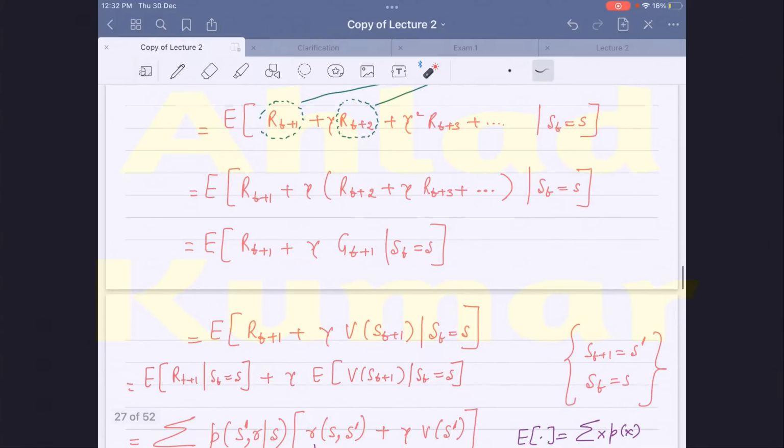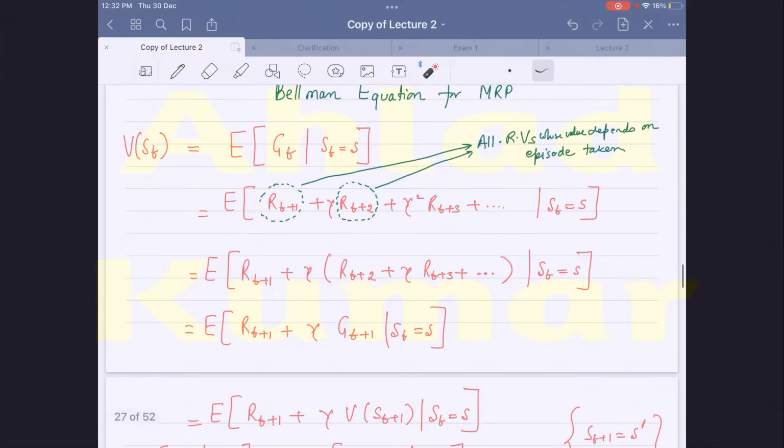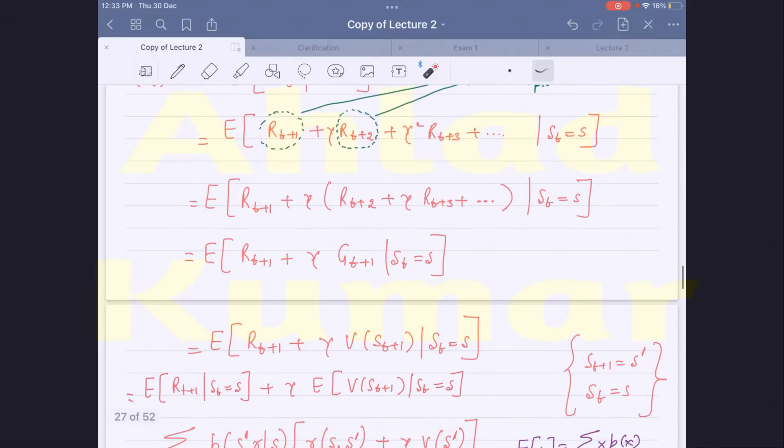Now the important thing is, we can write this G t plus 1 as the value function of the state s t plus 1 given s t. This is a bit difficult to digest, because you can see that the expectation is inside this G t plus 1, and for that case you have a value function. But here the expectation is still outside, and even after that we have a value function inside.